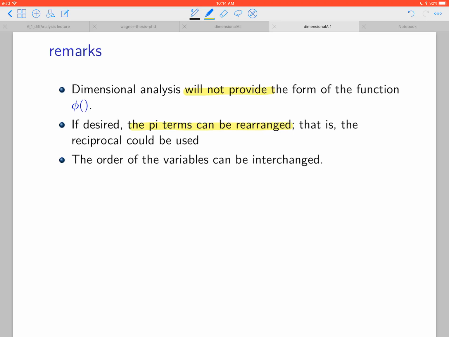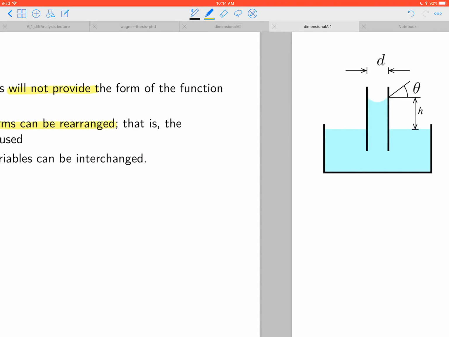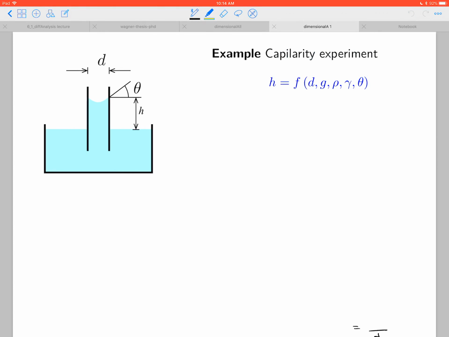And third, the order of the variables can be interchanged, so that's not a problem. Okay, let's now jump into our example. So we have a capillarity example.